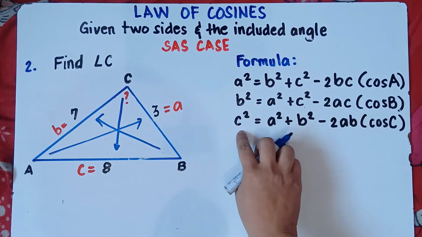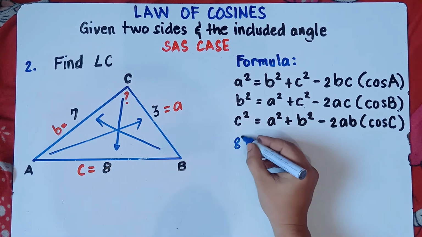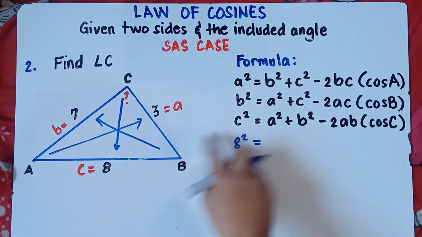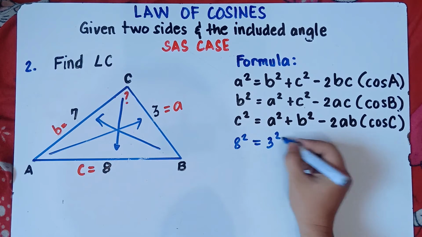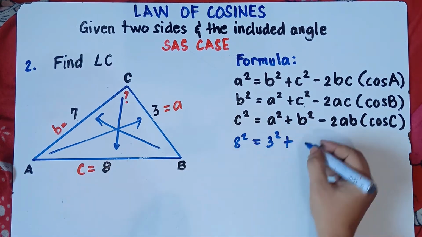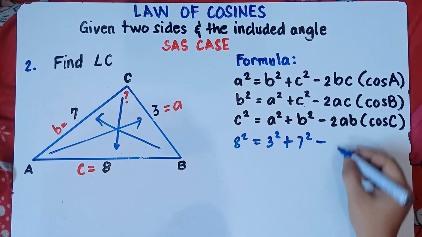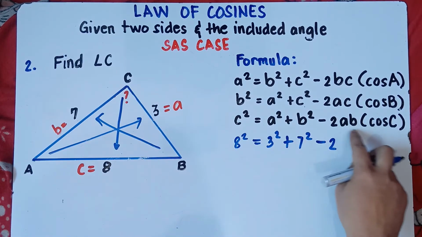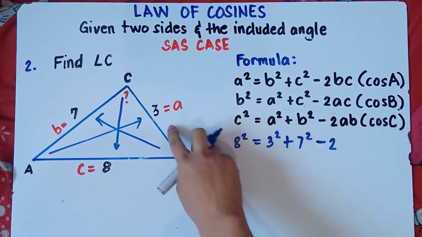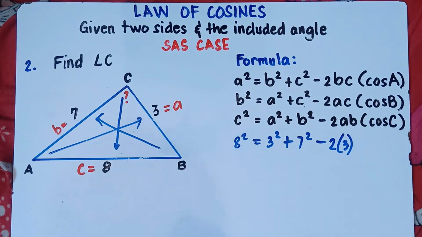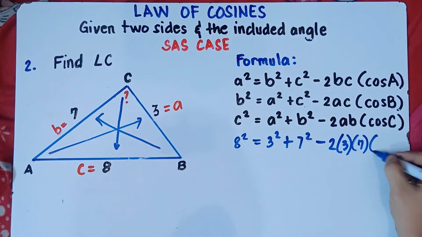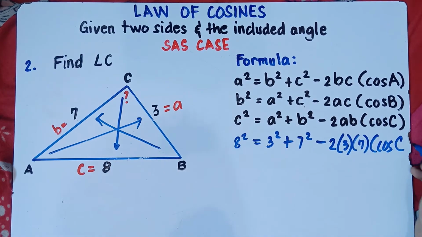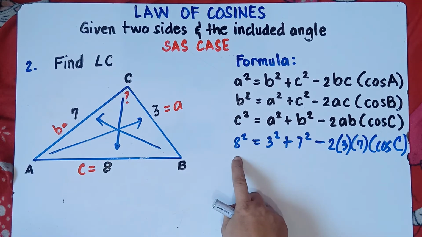So, C squared, our C is 8, so 8 squared equals, our A is 3, so 3 squared, plus our B is 7, 7 squared, minus 2, once again, it means multiplication, A times B. So our A is 3, so 2 times 3, then our B is 7, times 7, then multiplied by cosine C, capital C. Alright, so simplify this one, 8 squared means 8 times 8.